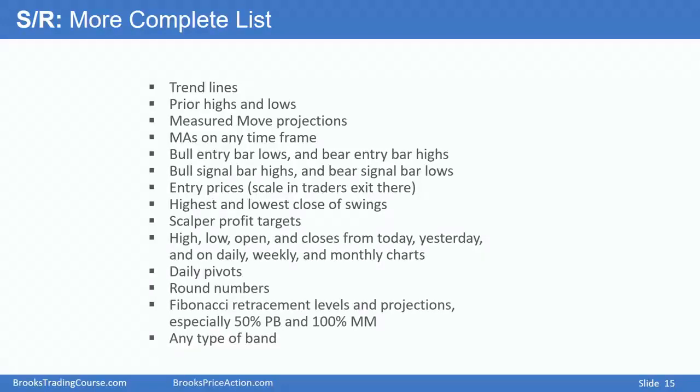Daily pivots, I never use those. Big round numbers, like Dow 20,000. Fibonacci retracement levels and projections. I think most traders don't pay much attention to those, and I think they're not helpful. However, 50% pullbacks and 100% measured moves are extremely important, and you'll see them every day. And then any type of band, which I do not use.